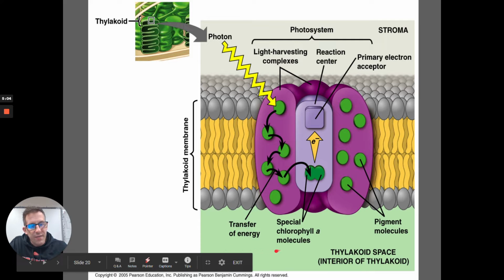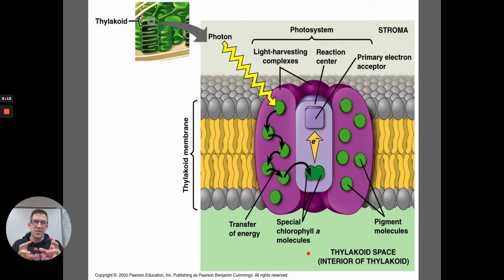And on the inside of the thylakoid, we see the thylakoid space. That's this kind of mint green area down here. Okay, so that's where this happens. That's where the magic happens, as they say. The active site of photosynthesis is in the photosystem on the thylakoid membrane.